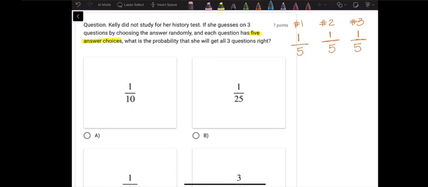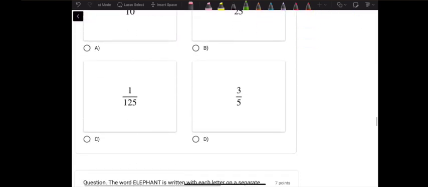Now, to calculate the probability that she will get all 3 of these correct, you're going to multiply all of these 3 probabilities together. When you need multiple events to occur, you need to multiply the probabilities. So we're going to go ahead and multiply this. So we're going to have 1 times 1 times 1 is going to equal 1 over 5 times 5 is going to give you 25. 25 times 5 is going to give you 125. So the probability of her getting all 3 of these questions right is going to equal 1 over 125. Nothing we can do to simplify it, so this is your final answer. 1 over 125, which is going to be C.